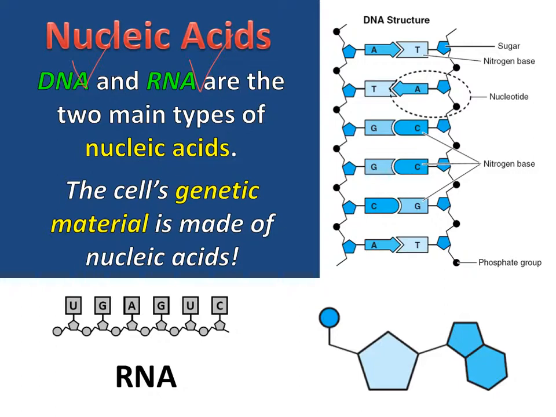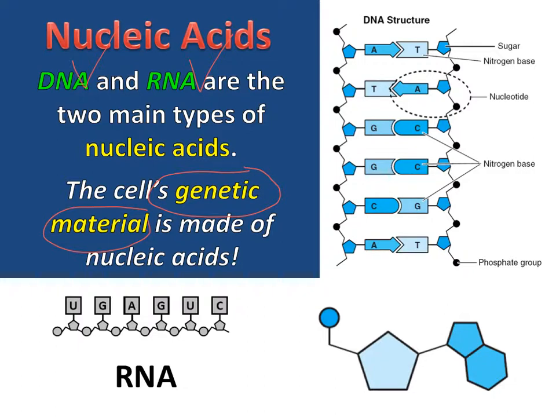So question number 11, what are 2 main types of nucleic acids? DNA and RNA. And then question number 12, what key component of all cells is made of nucleic acids? And that is our genetic material.